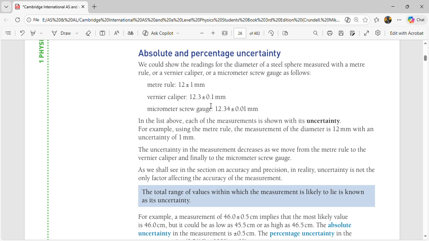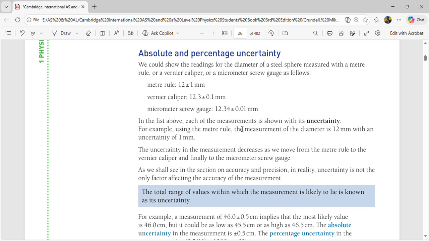Also, we need to understand that the number of decimal places of our uncertainties, you first check the number of dp's for these uncertainties, is the same as the number of dp's in the measured values. Like 1 millimeter written to 0 dp, obviously we have 12. 0.1 millimeter, we have 12.3 to 1 dp. So like that, we have 12.34 because we are seeing our uncertainty written to 2 dp's.